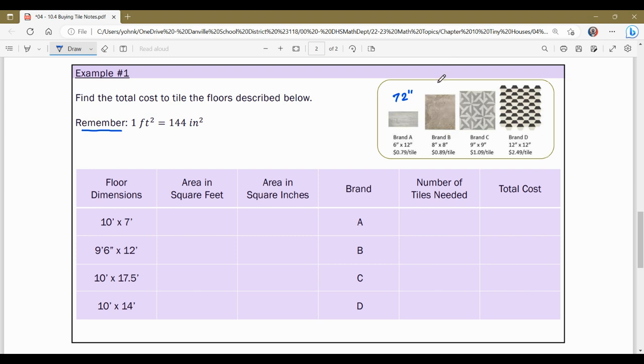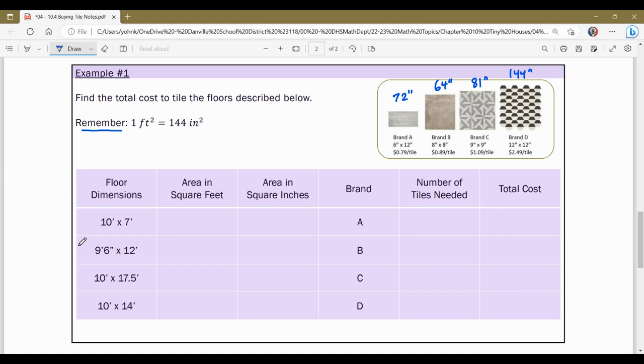Brand B is going to cover 8 times 8 or 64 square inches. If you look at brand C, 9 inches by 9 inches, that's 81 square inches. And brand D is 12 times 12, that's 144 square inches. You're going to have to know that you need to multiply those before you can carry on.